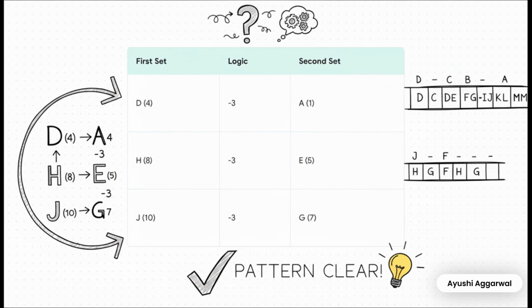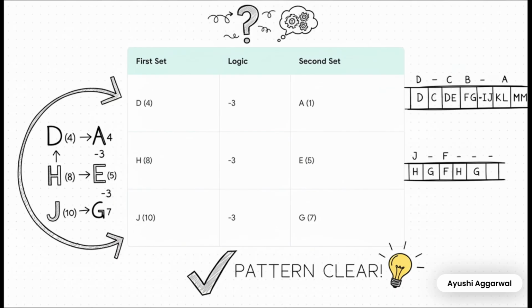Let's find the logic. D is the fourth letter of the alphabet, and A is the first. So 4 minus 3 is 1. Okay, let's check the next one. H is the eighth letter, and E is the fifth. Again, 8 minus 3 is 5. And finally, J is 10th, and G is 7th, and 10 minus 3 is 7. See, the pattern is crystal clear, right?